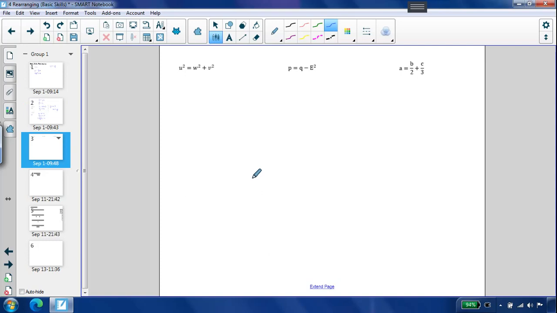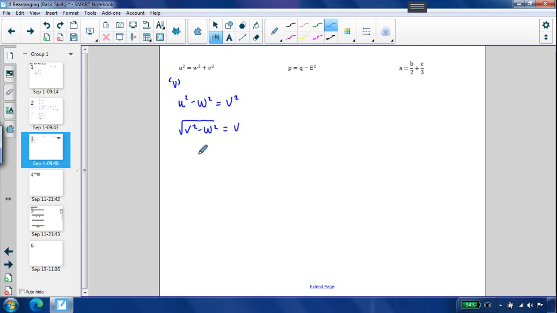So let's move on to a few more examples then. For this one, I'm going to make v the subject of the equation. So I'm going to have to start by moving w squared. So minus w squared from both sides. And then I have a v squared, I just want v, so I'm going to square root both sides.